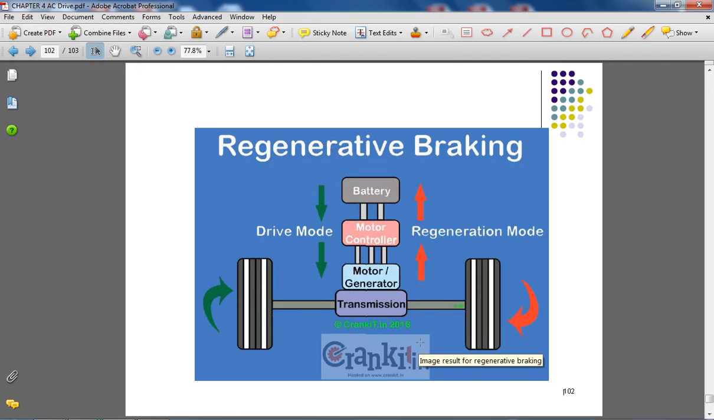While in the regeneration mode, we follow the red arrow. And now the red arrow is pointing upward. It means that now the rotor speed is faster than the synchronous speed. The energy will be returned to the supply or battery, and now the machine acts as a generator.